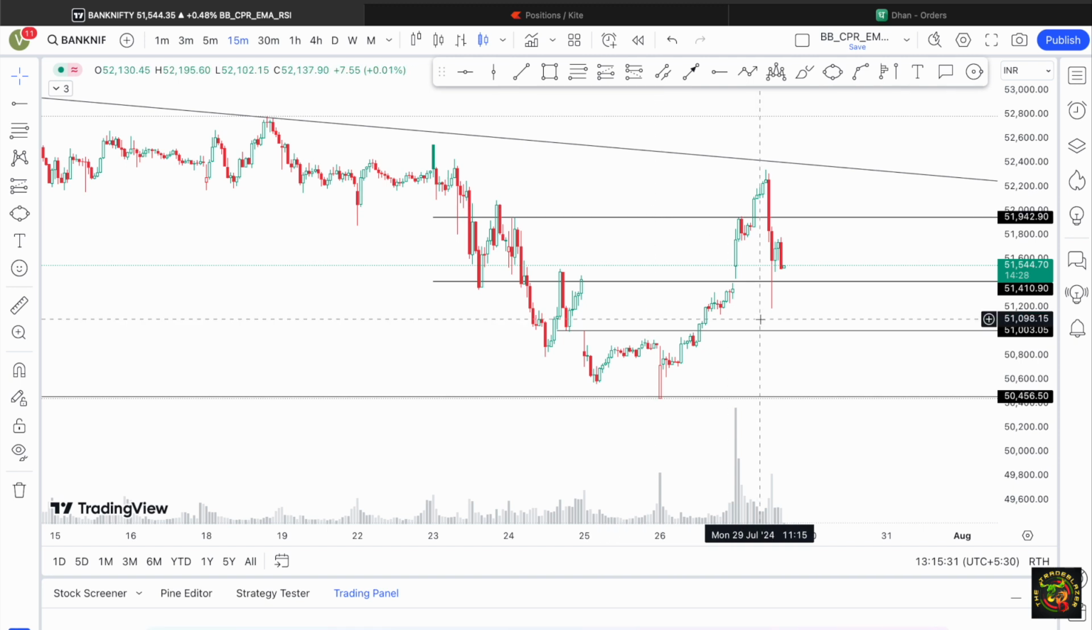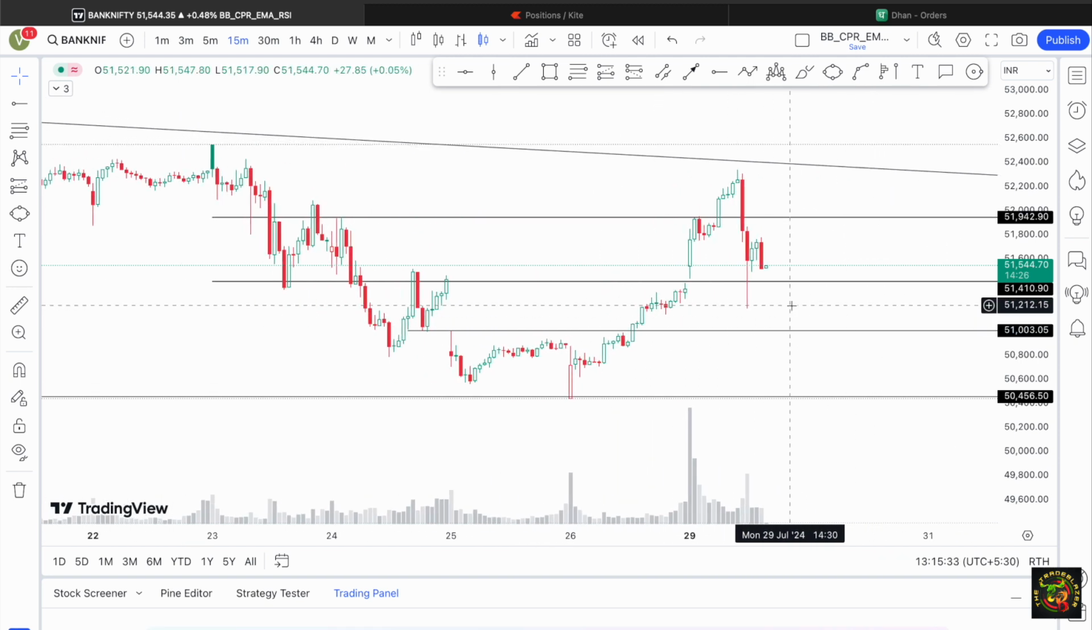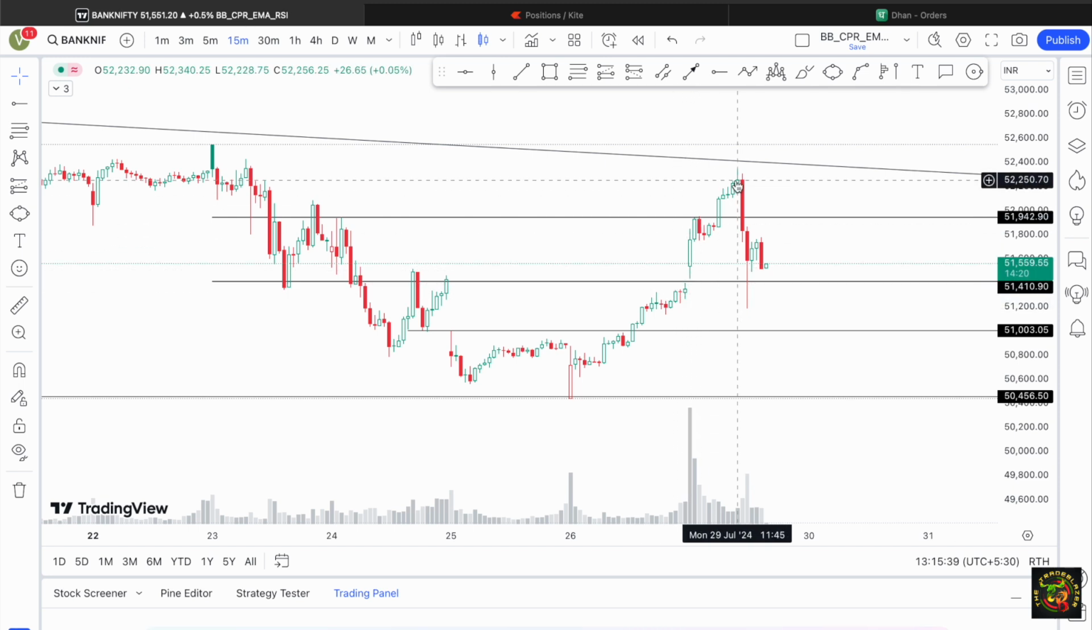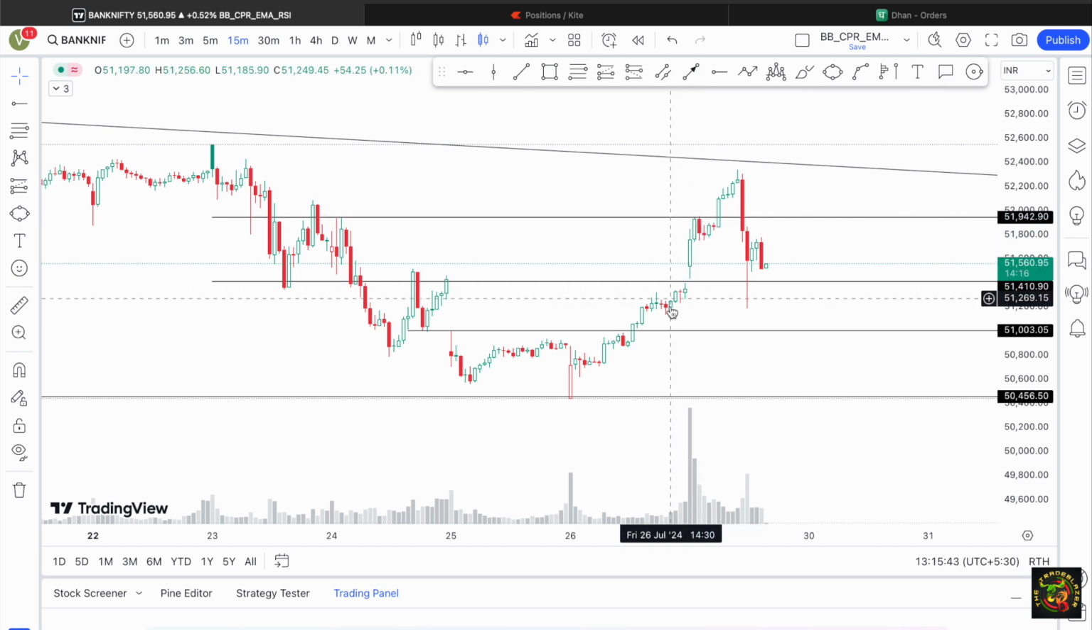So this is how the levels were looking. What was the view? The view was, if it is flat or a little bit of gap up opening, an immediate long side view that I was having, and the target was somewhere here. Since I started my day today a little bit late, I could not pick this up.